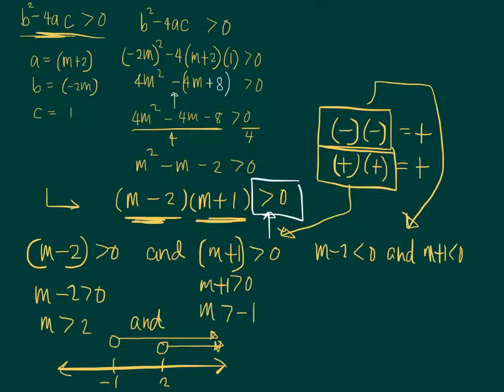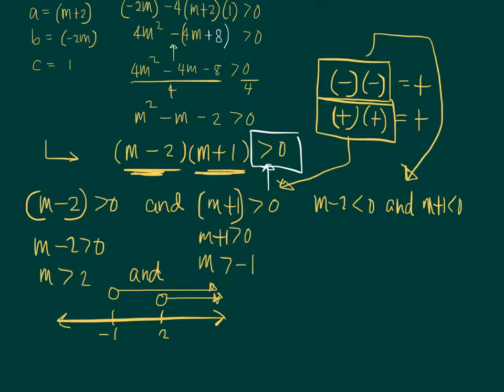And then to find the solution to this, we need to identify the common values from each inequality. That would be only this part of the diagram, and it means m should be greater than 2. Okay, so that's the answer for the first case. But there's also the second case, so we need to solve for that as well.